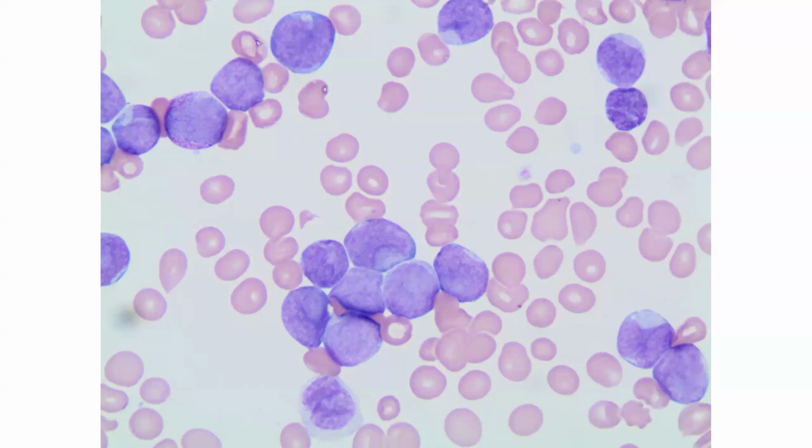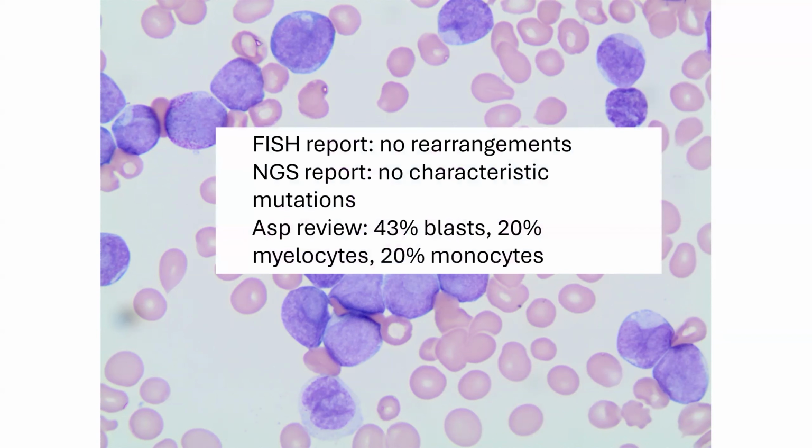Case 3. I think we get the picture. Except this time our FISH report shows no characteristic rearrangements. The NGS shows no characteristic mutations. And by our differential count, we see there are 43% blasts, 20% myelocytes, and 20% monocytes. Since this lacks defining cytogenetic fusions or rearrangements or defining NGS mutations, we can then go to our immunomorphologic categories or groupings and call that an acute myelomonocytic leukemia.